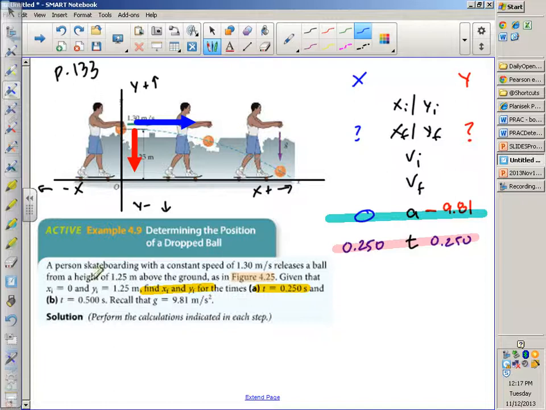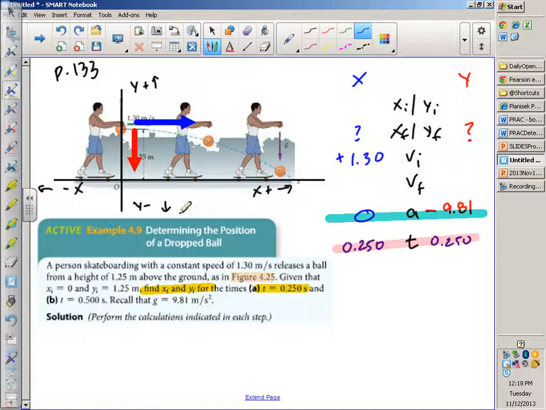Okay. So in this, let's do the velocity first. So we said this 1.3, right? That's the velocity, but it's the velocity horizontal. Which direction is it going on the horizontal axis, Nina? Okay, so it's positive 1.30.